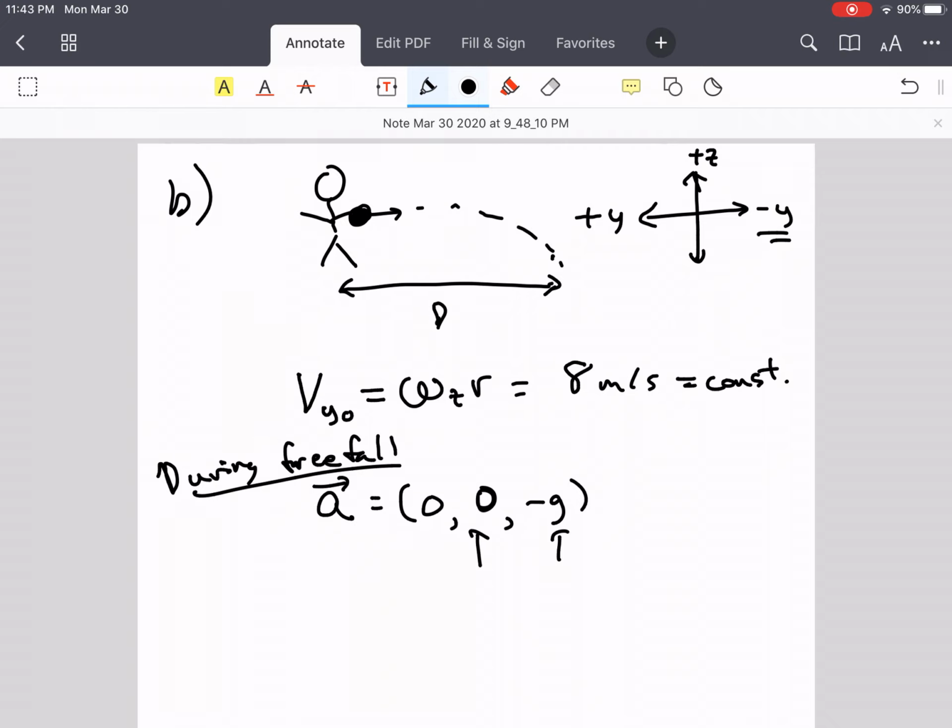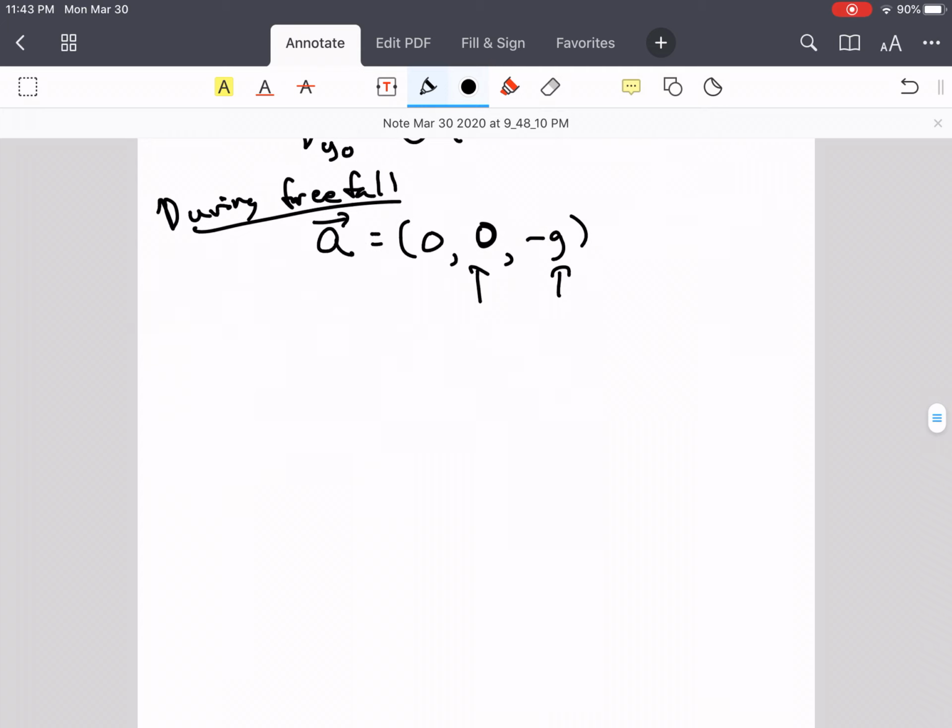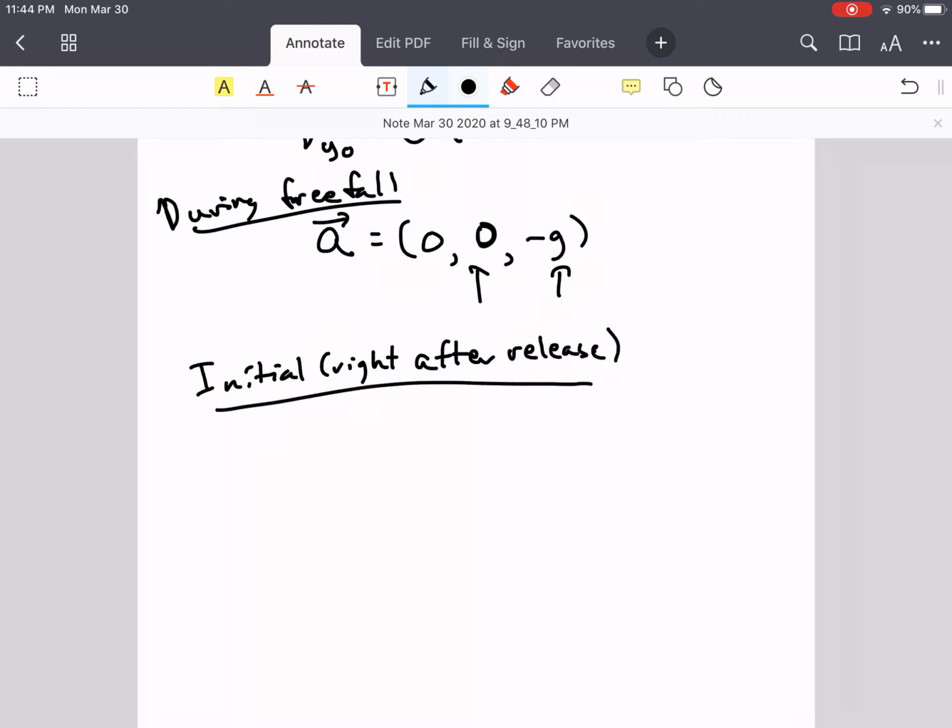Okay, now let's talk about the z direction. Right after he releases the disk, the velocity of the disk in the z direction, let's call it vz initial, is just 0, right? It's not moving up, it's not moving down, it's moving in the y direction. So the z component of velocity is 0.